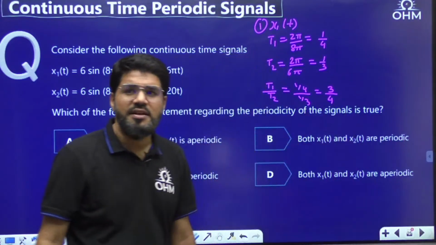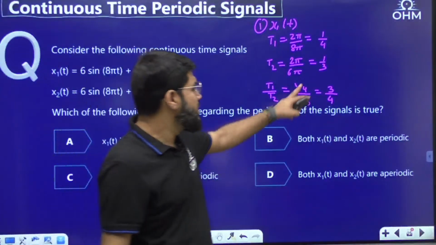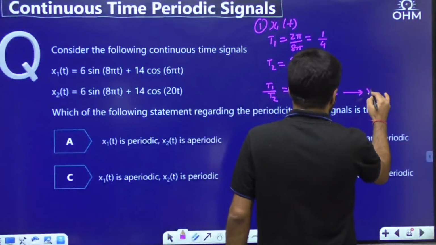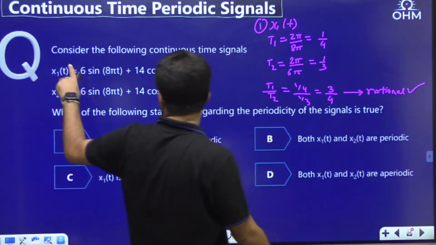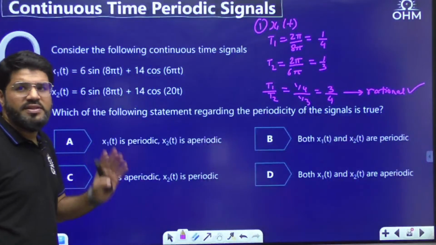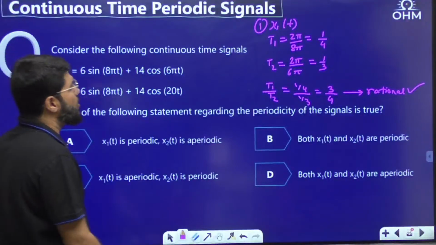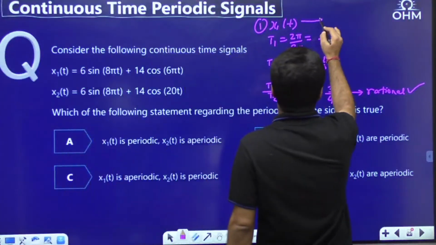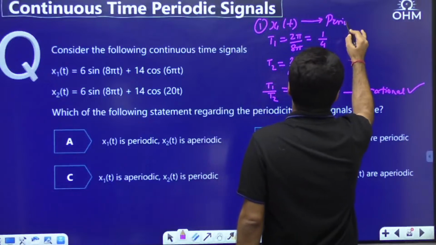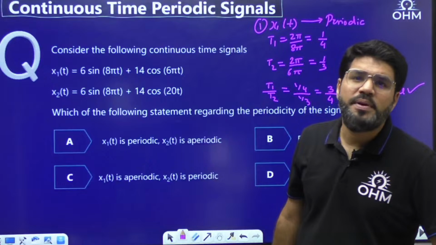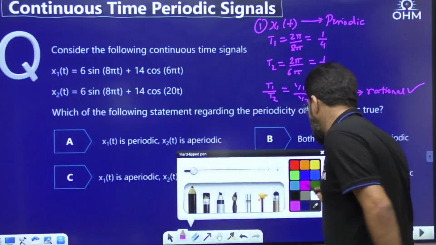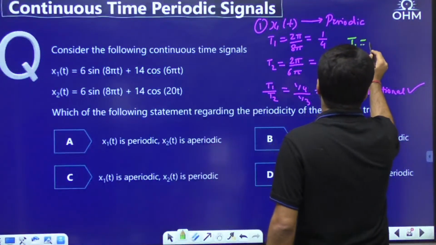Is it a rational number? Any number expressed as a ratio of two integers is a rational number. So yes, this is rational. So the given signal is periodic. x1t is periodic. Although they are not asking for the period, but if they ask, what is the period then?